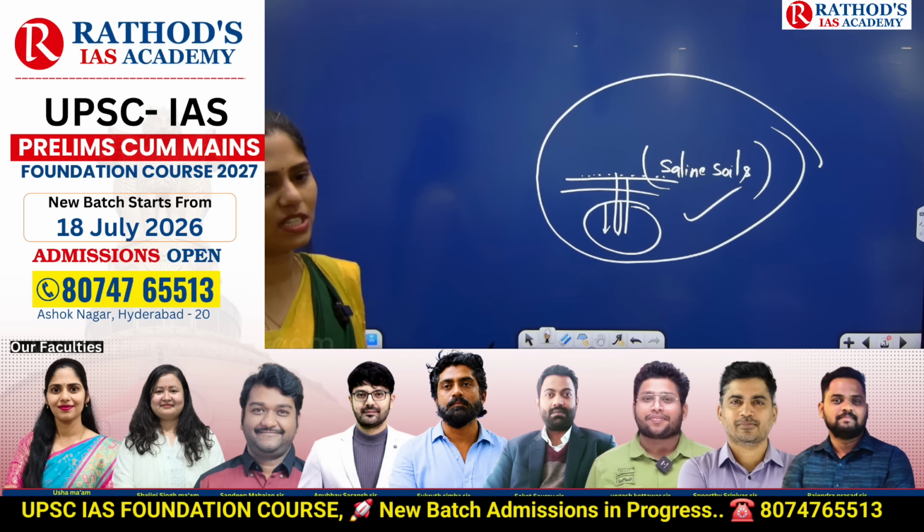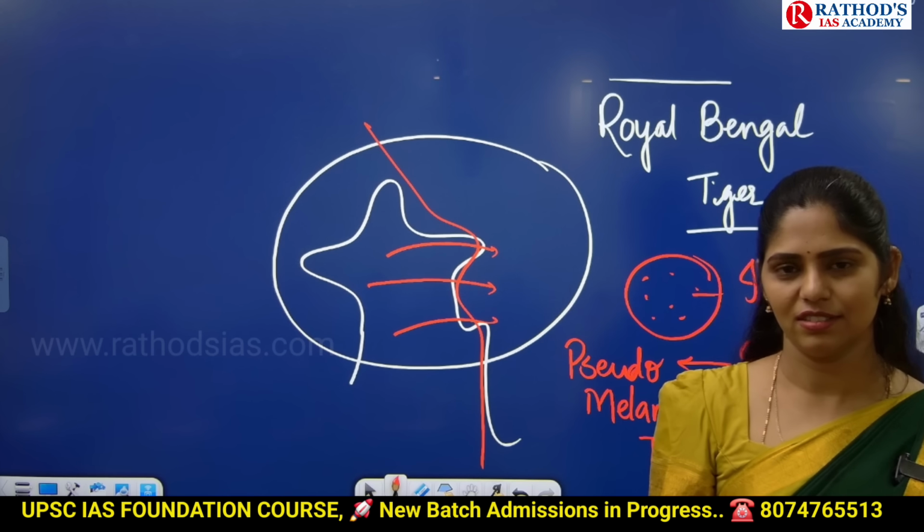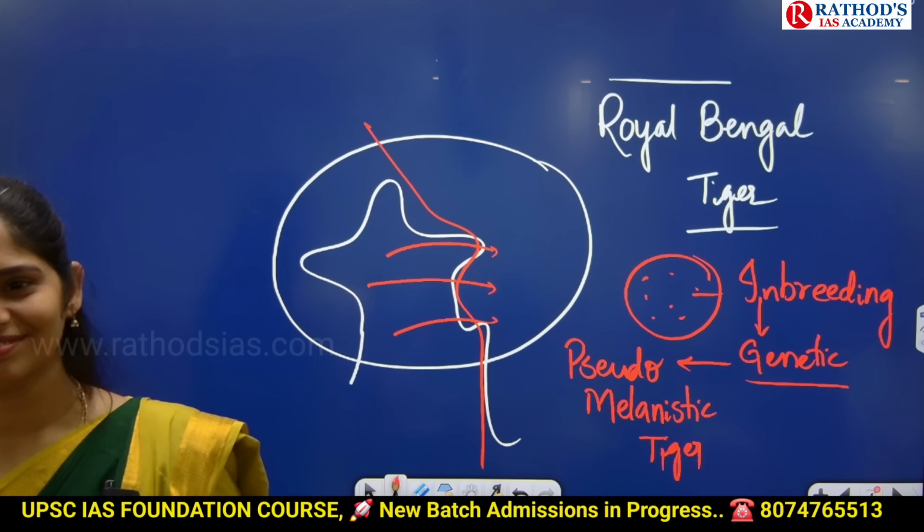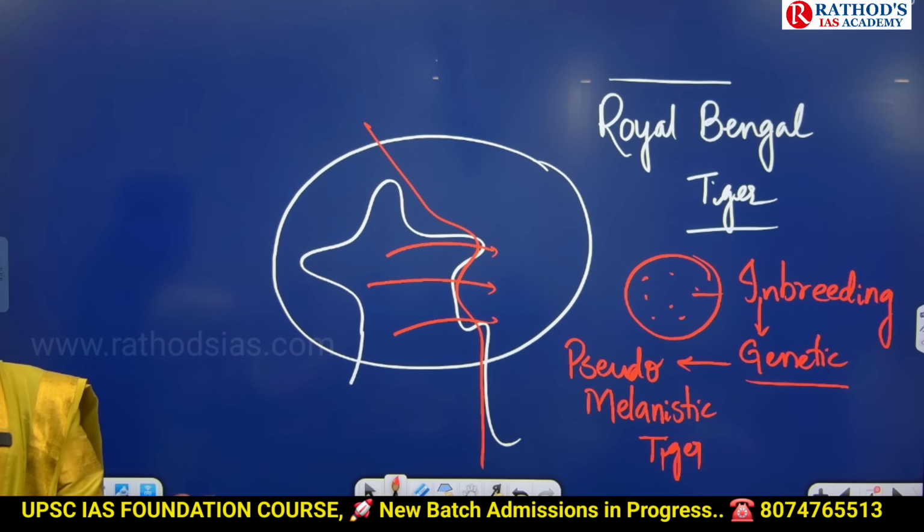Yes. So here what is happening is, there is one disease called pseudo-melanistic tiger. Have you heard of this? There is one genetic disorder called pseudo-melanistic tiger. What is melanin? It is a pigment which is responsible for your skin color, no? If melanin is more exposed, then what happened? Black color. If melanin is less exposed, light color, white color. We call it light color, dark color, different names. I don't want to say those names.